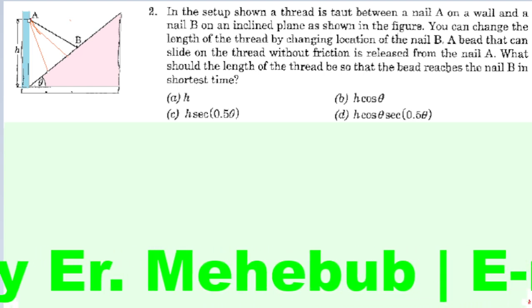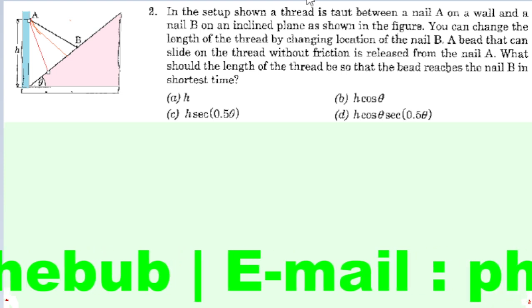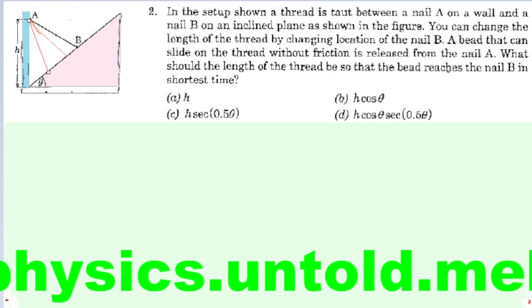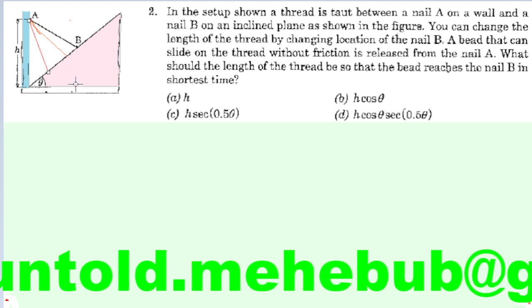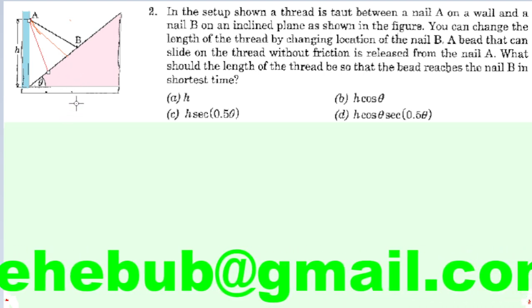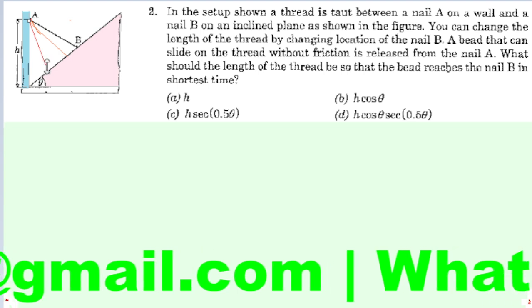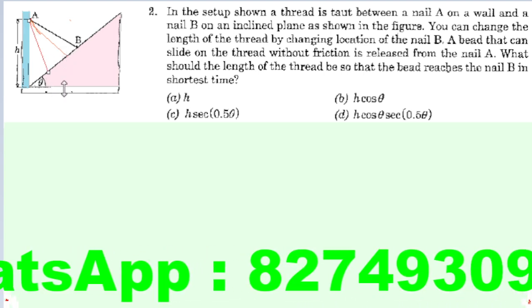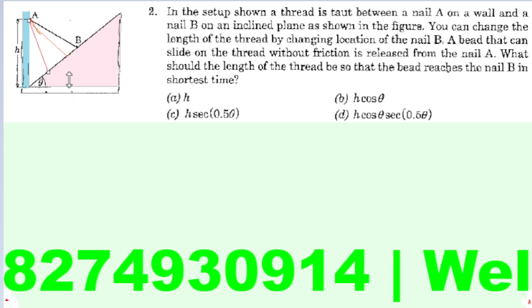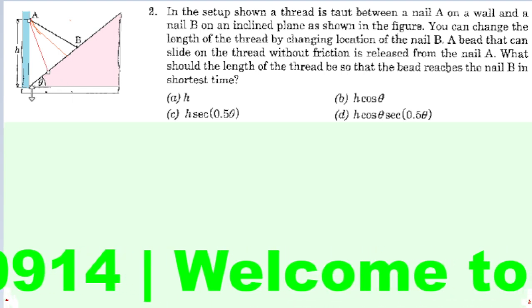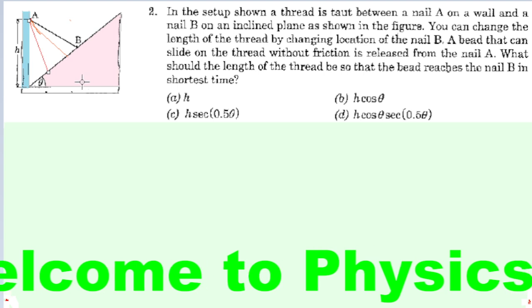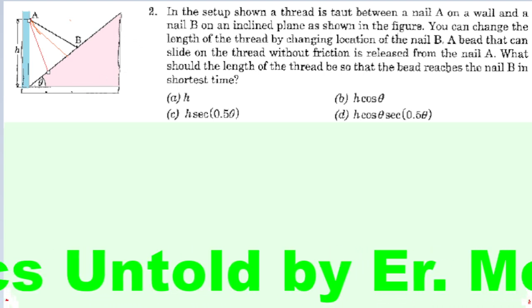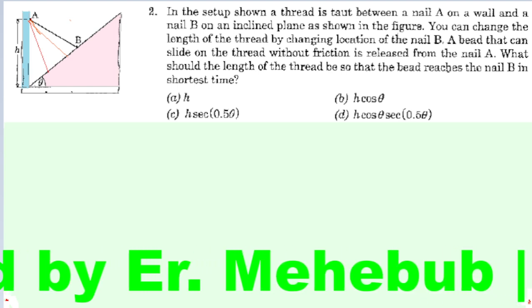But the asked question is, what should be the minimum length of the rope for which the bead, which is sliding along the rope or the string, comes to the point B on the inclined plane in minimum time.